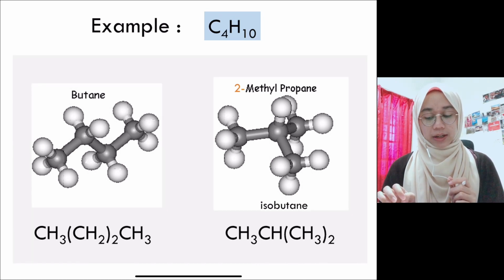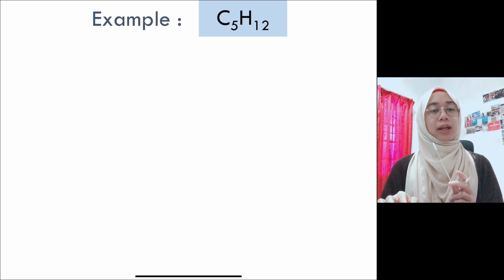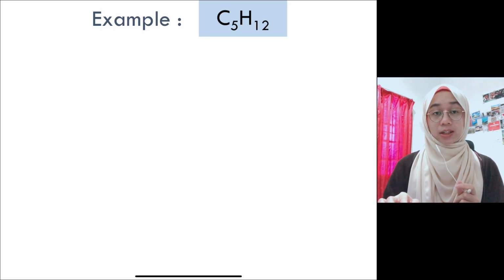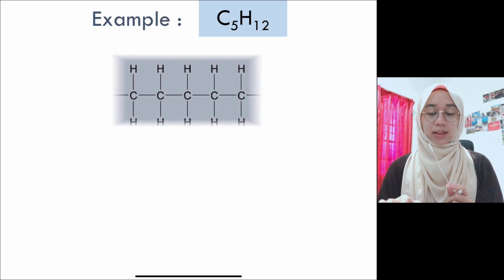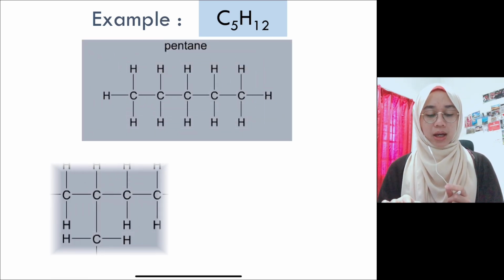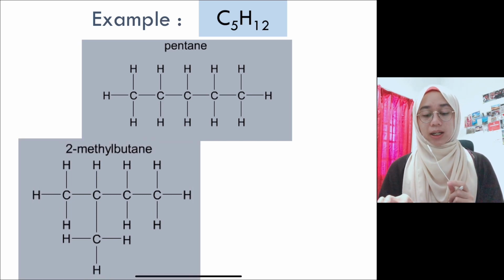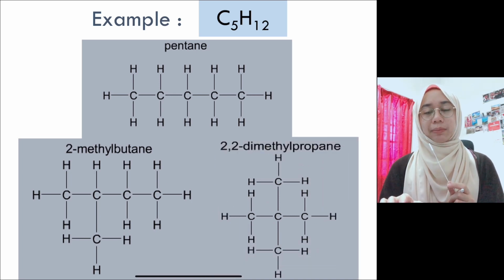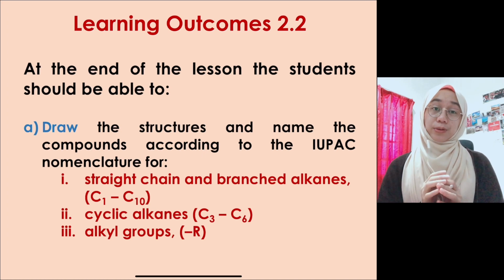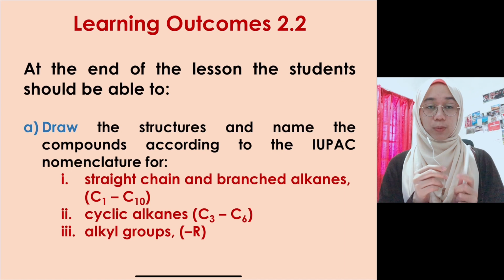Okay, so ini dia punya structural formula. Another example is C5H12. Kalau lagi banyak carbon, meaning lagi banyak isomers dia. So kalau tadi C4H10 ada 2 isomers, C5H12 consists of 3 isomers. Pentane, and we have 2-methylbutane, which is with 1 branch, and then it might also consist of 2 branches, so dia akan menjadi 2,2-dimethylpropane. Okay, so we're done for 2.1. Yang penting kat situ adalah for you to know the general formula of alkane.